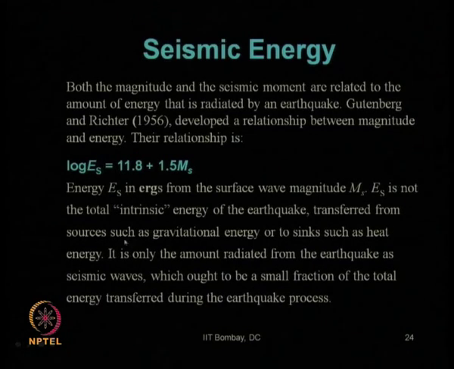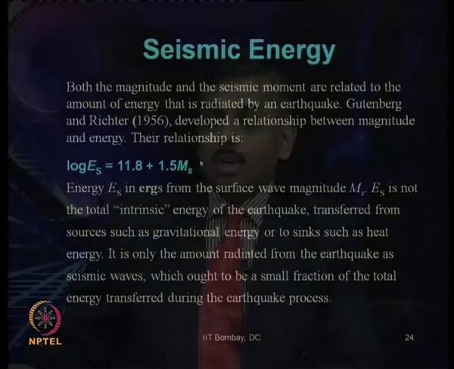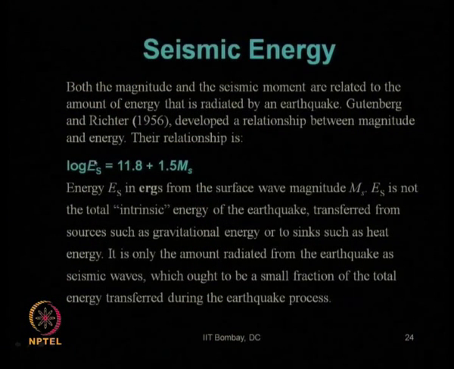So Es is not the total intrinsic energy of the earthquake, which is transferred from sources such as gravitational energy to sinks such as heat energy. It is only the amount radiated from the earthquake as seismic waves, which ought to be a small fraction of the total energy transferred during an earthquake process. So, what Gutenberg and Richter mentioned, if you are using this equation to estimate the energy, let us look at the slide.